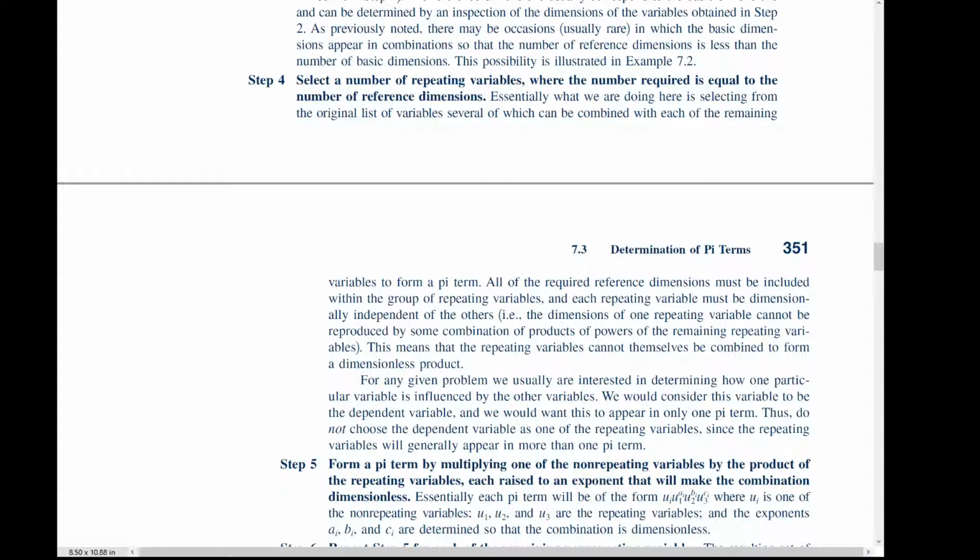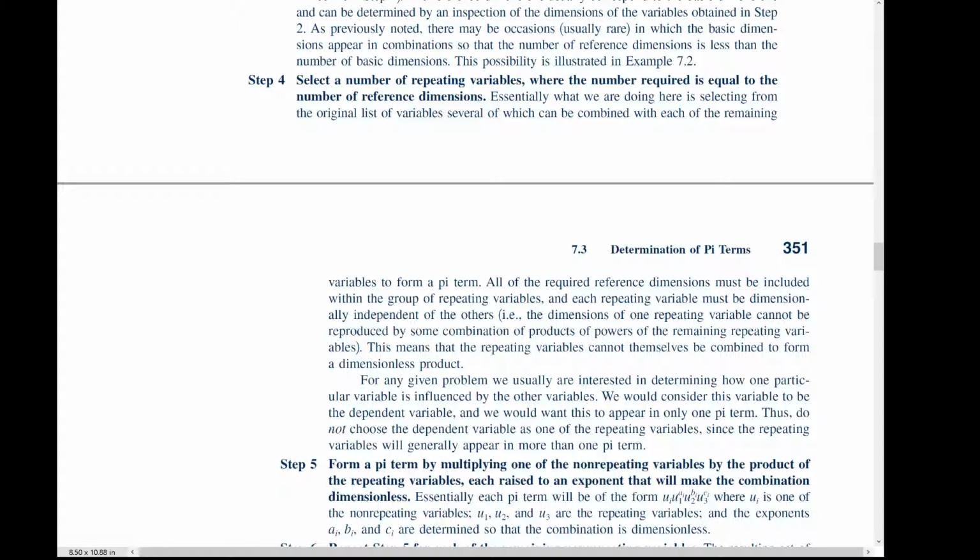Step 4. Select a number of repeating variables where the number required is equal to the number of reference dimensions.